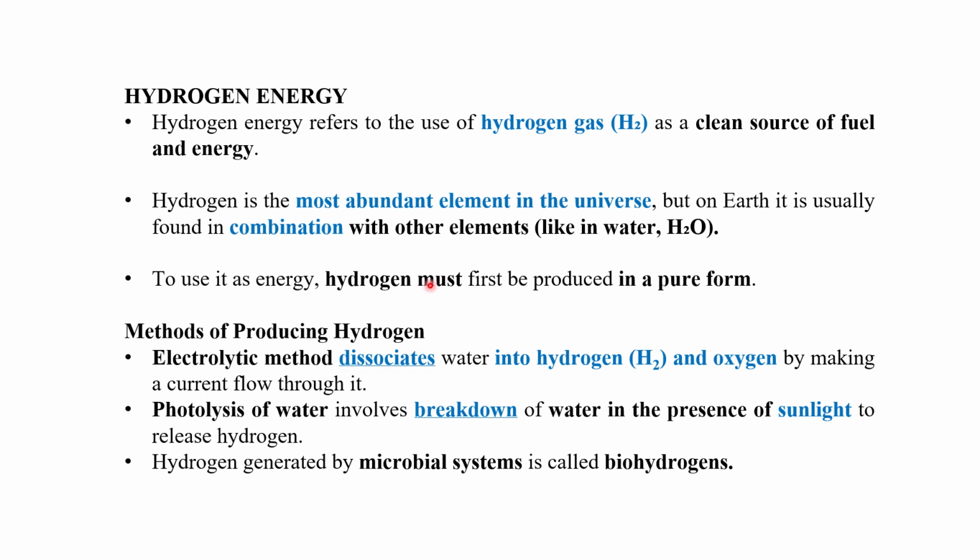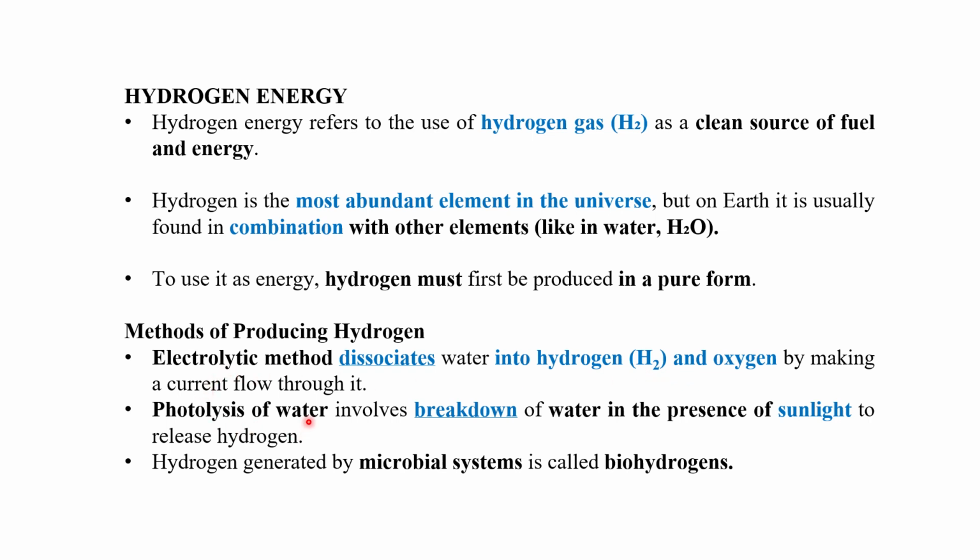So how can we segregate the hydrogen? Because without segregation, we cannot use it as energy. There are different methods for producing or segregating hydrogen. The first method is the electrolytic method. In this method, dissociation takes place. The current is passed through the water, and hydrogen and oxygen are separated.